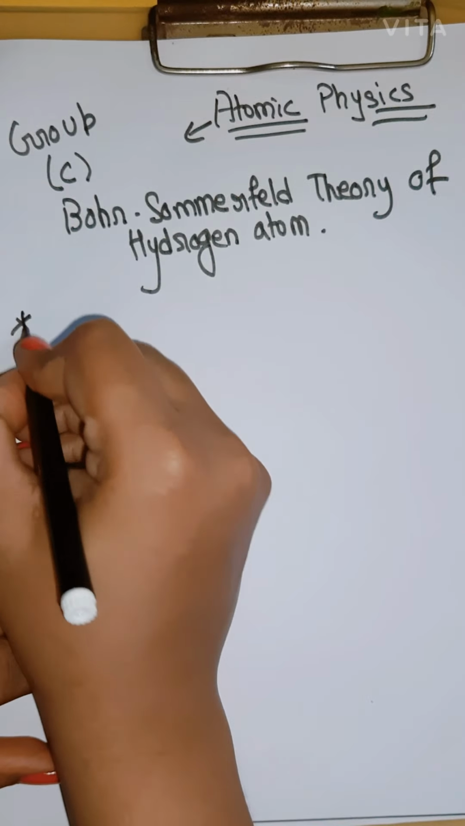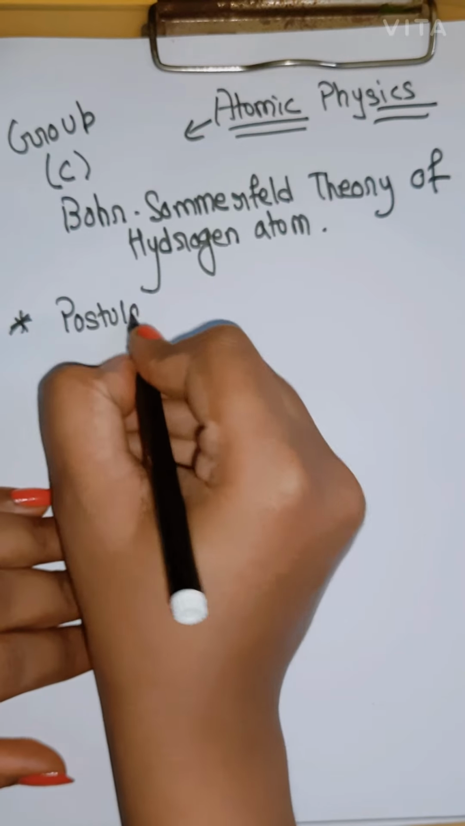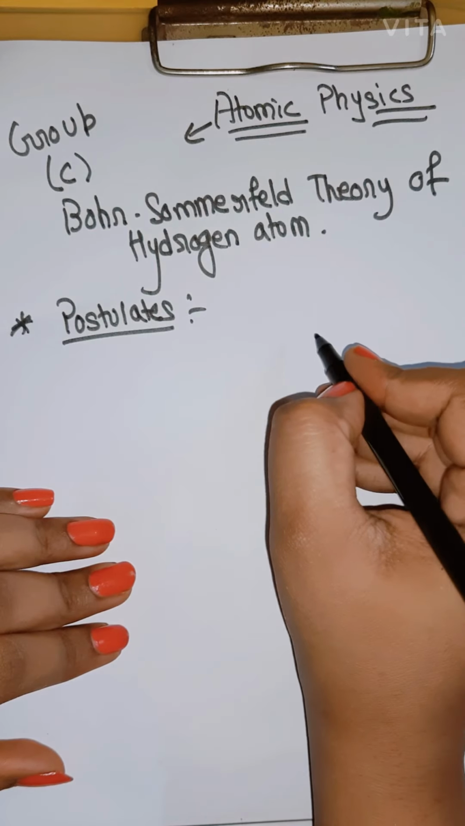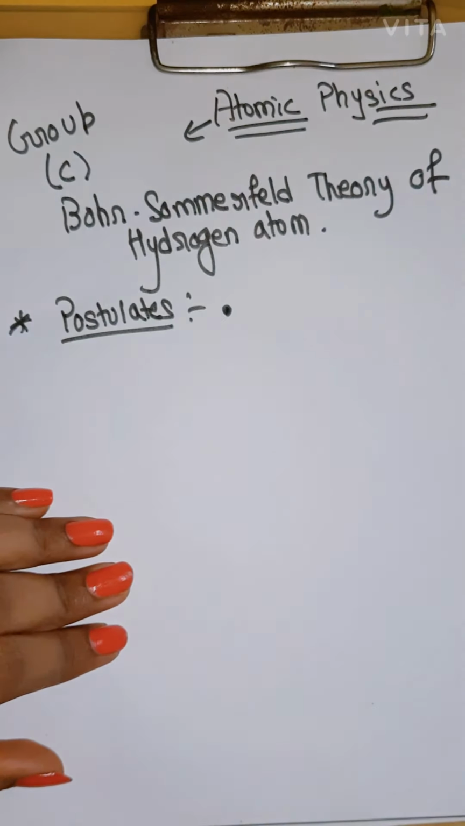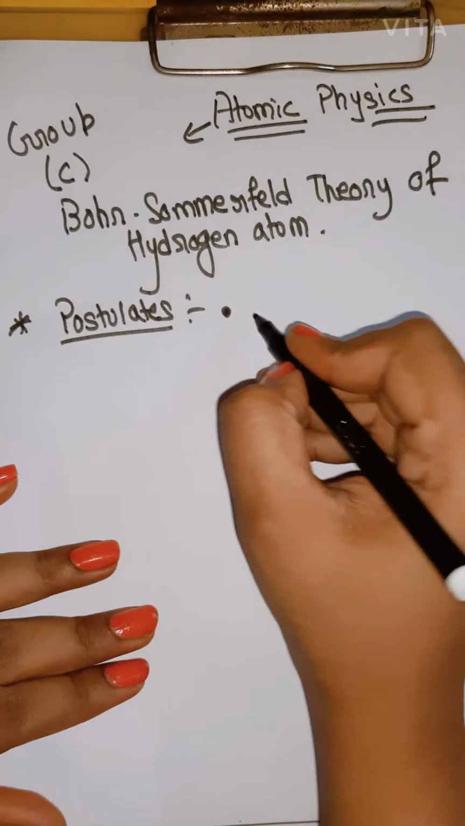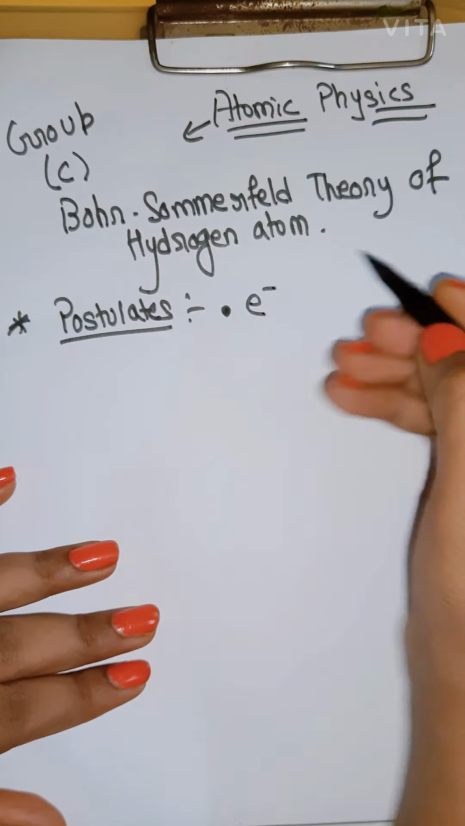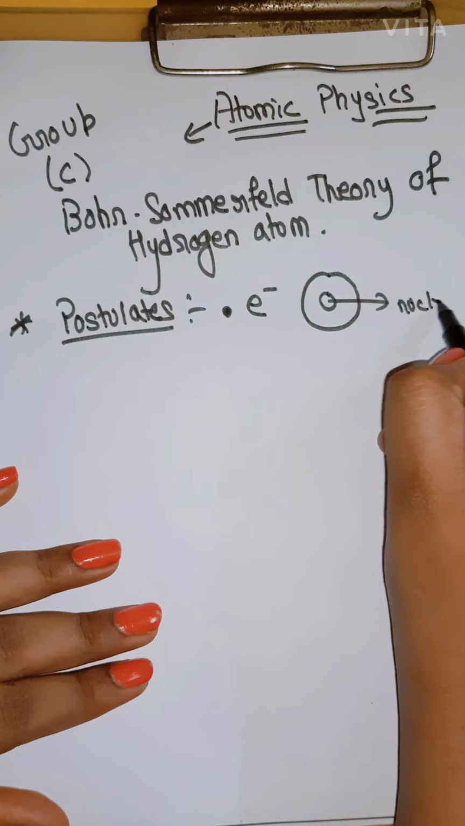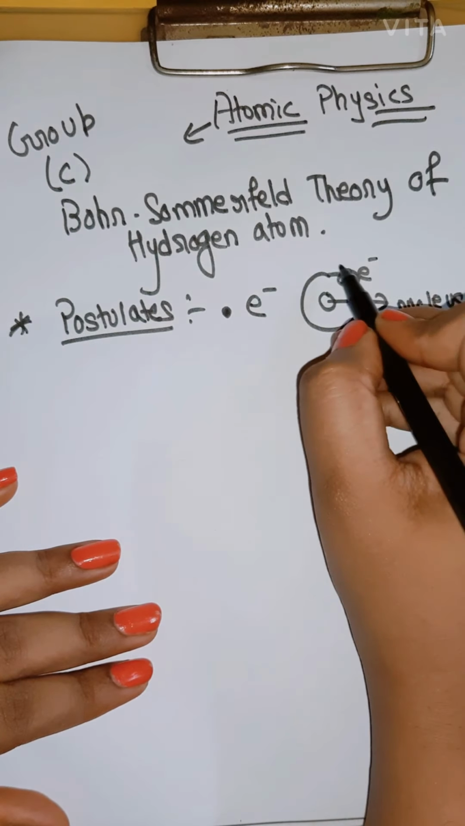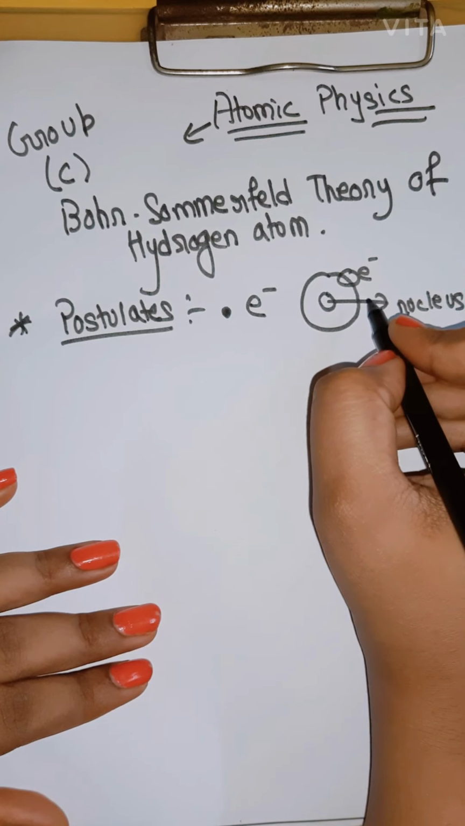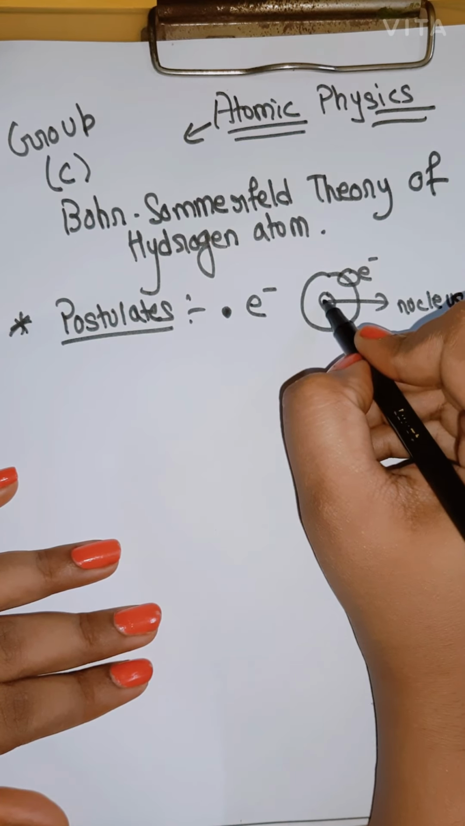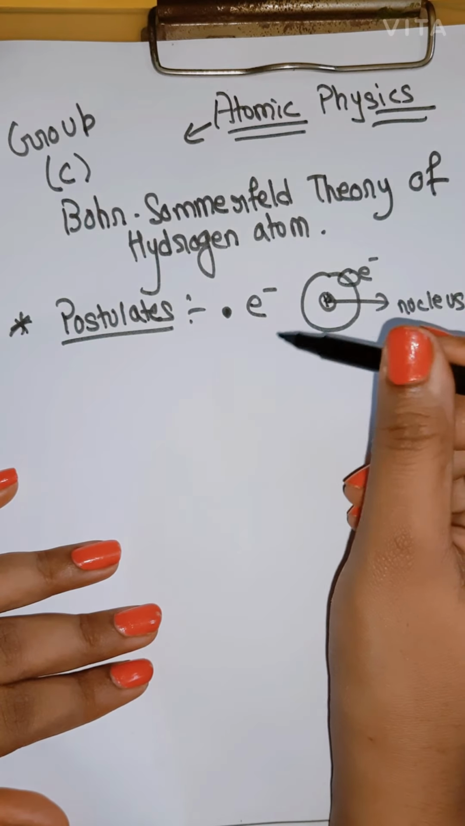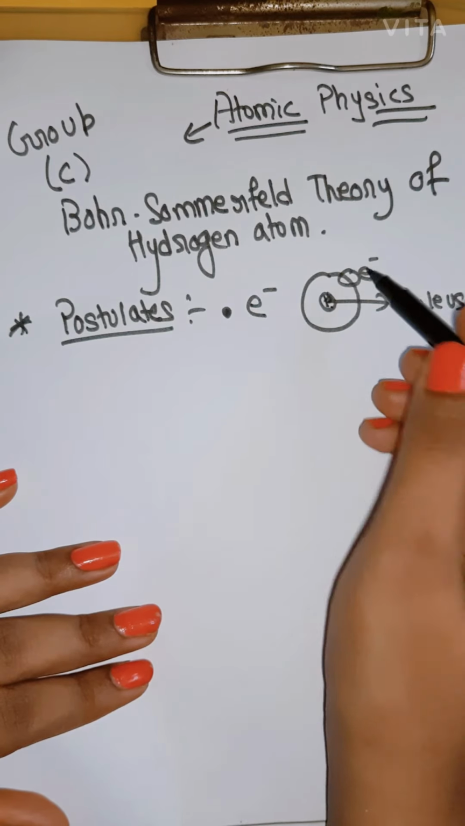Then we will learn the postulates which Bohr proposed for the Bohr atomic model. Firstly, in an atom, electrons revolve in circular orbits around the nucleus. This is the nucleus, and electrons revolve around in circular orbits under the influence of Coulomb attraction between the nucleus and the electron, that is, in the nucleus we have protons which are positively charged and electrons which are negatively charged.